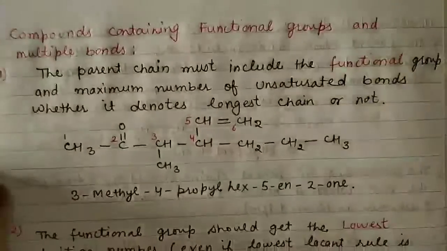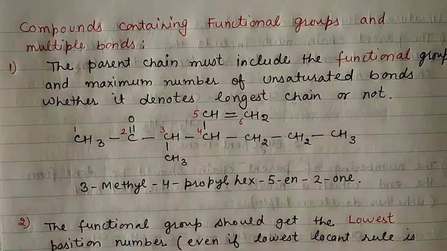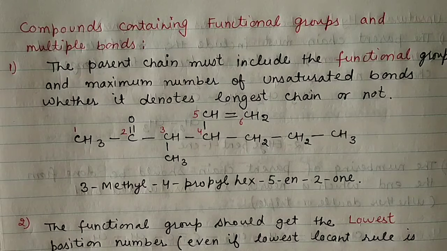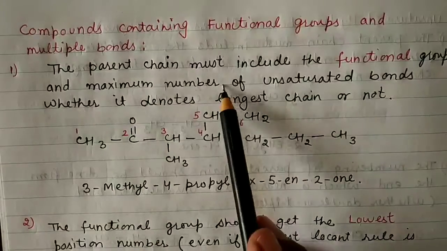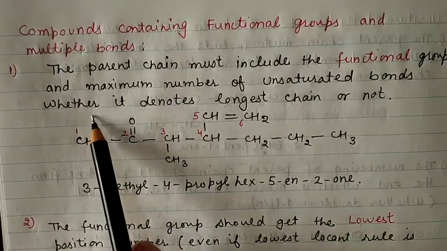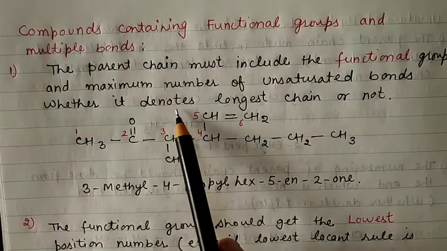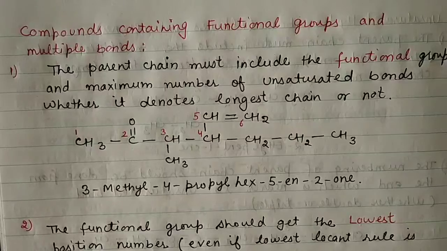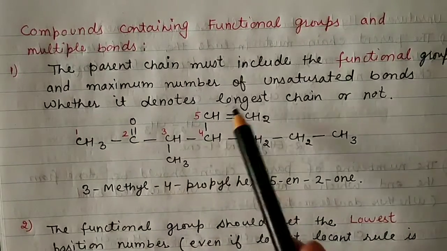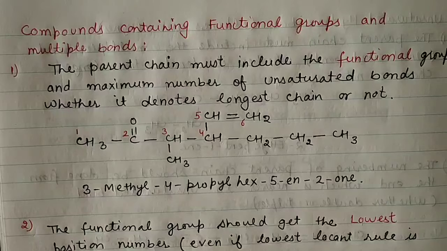Now if the compounds contain a functional group with multiple bonds, then we have to number them. How can one write their nomenclature? The parent chain must include the functional group and the maximum number of unsaturated bonds, whether it denotes the longest chain or not. So here we have to consider all the functional groups. Here the ketone is a functional group, and the double bond is a functional group. So all these must be included in the parent chain.